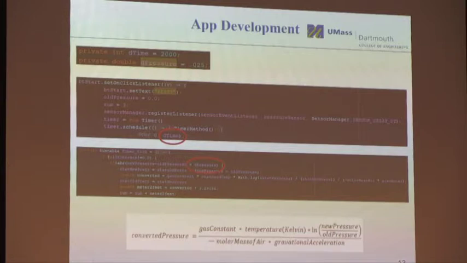And then at the bottom here we have the actual equation that we're using to convert the pressure to height, which is our gas constant times the temperature, which is in Kelvin, times the natural log of the ratio of the new pressure to old pressure, over the negative molar mass of air times gravitational acceleration. That will give us a relatively accurate height.